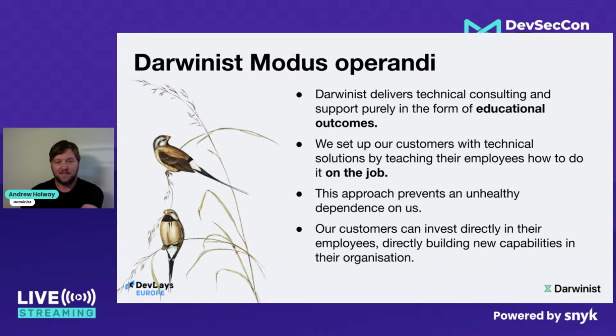So getting back to Darwinist, this is basically my modus operandi now. I don't know whether Darwinist is really a company anymore. So basically Darwinist was, or rather I am, providing technical consulting in the form of educational outcomes.